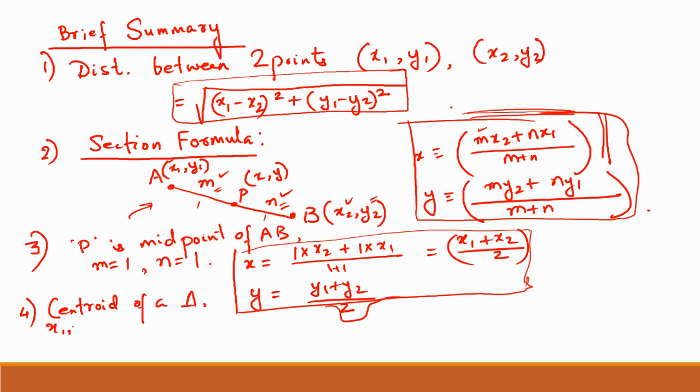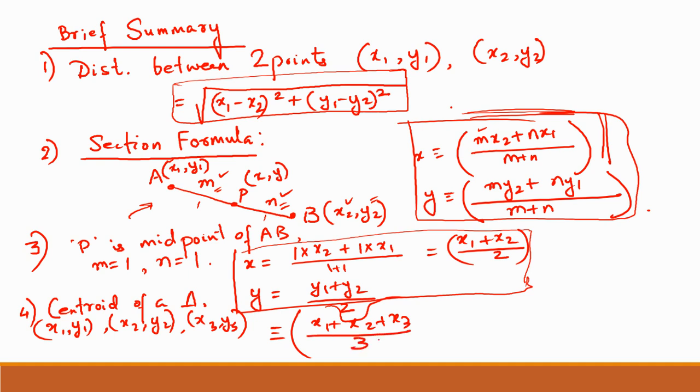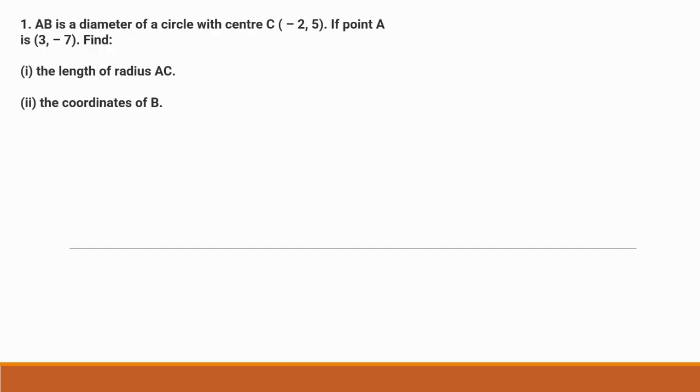You are given 3 points x1, y1, x2, y2, x3, y3. The centroid of a triangle will be x1 plus x2 plus x3 by 3, comma y1 plus y2 plus y3 by 3. So these 4 points are very important for section formula. Please know them all. If you want me to derive some of it, please let me know which one you want me to derive. But you need to internalize these 4 points for section formula. Having said that, let's move to the first problem.